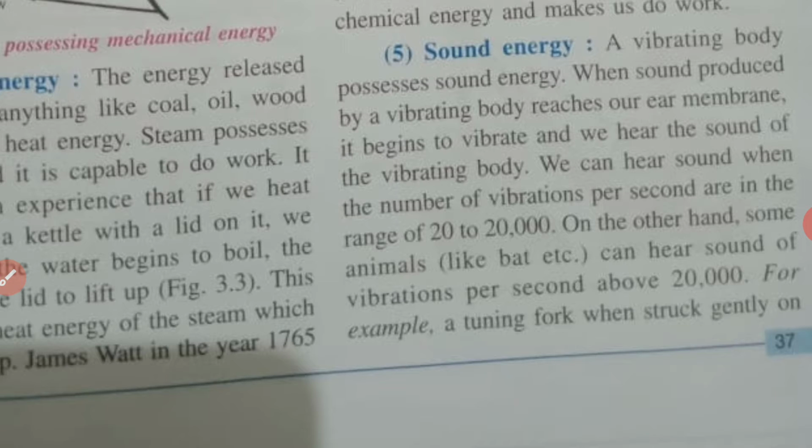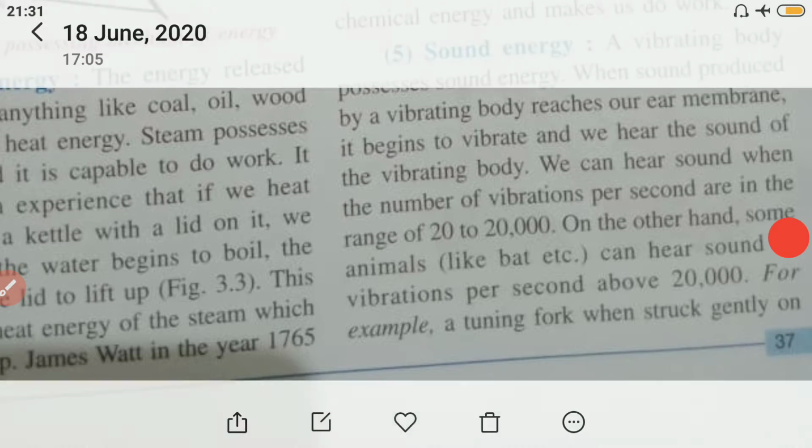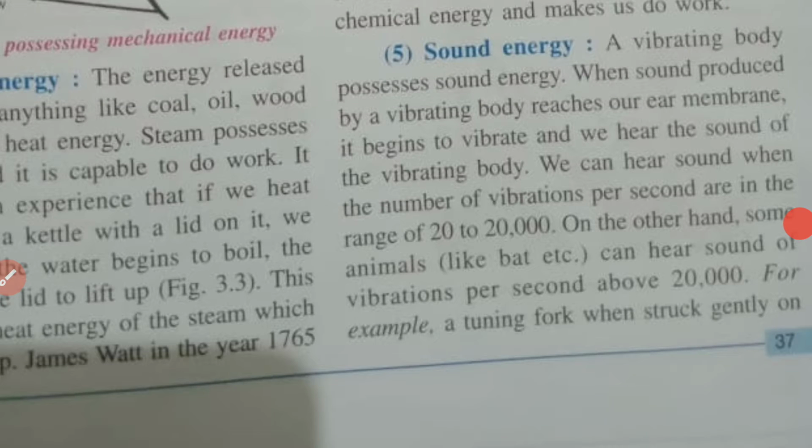in that chapter also. So we can hear sound when the number of vibrations per second, which is also known as frequency, we shall discuss it afterwards, are in the range of 20 to 20,000 hertz. Actually hertz is not given here, but hertz we have to study is the unit of frequency. On the other hand, some animals like bat etc. can hear the sound of the vibrations per second above 20,000.